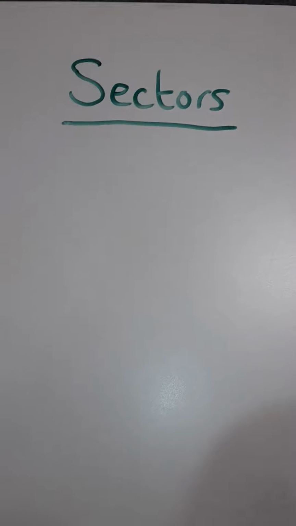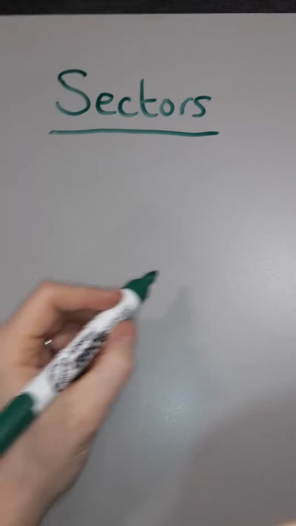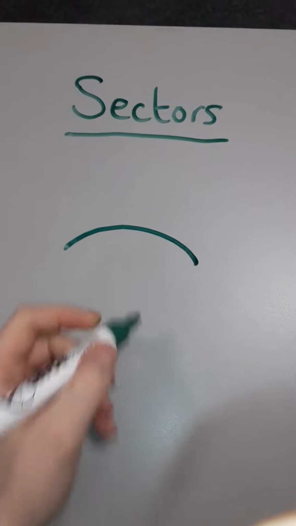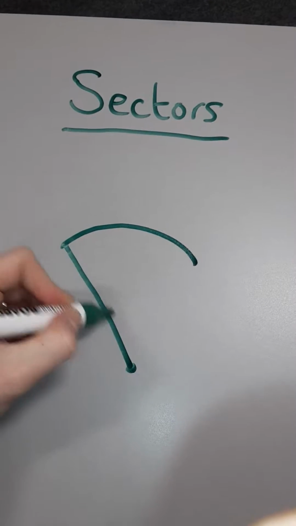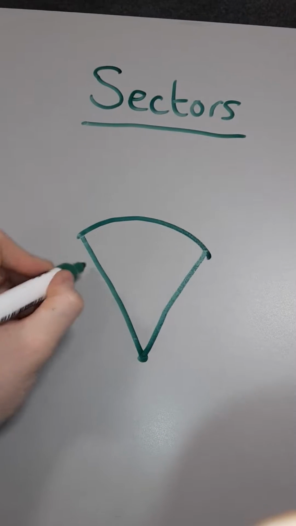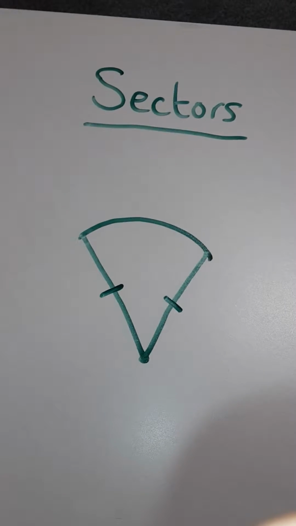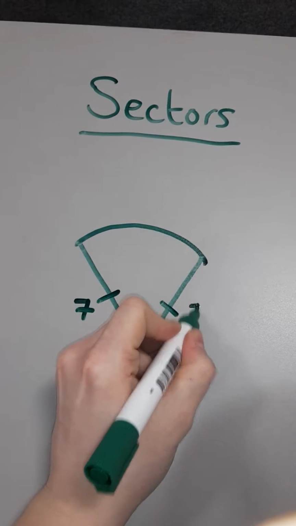Okay, so you need to be able to calculate the area and perimeter of a sector. Now, a sector is a part or fraction of a circle. So, for example, if I have an arc, which is part of the outside of a circle, and I connect it with two radii, that's the plural of radius, okay? Because they're both radii, they're exactly the same length. So if this is 7, this is going to be 7 as well.